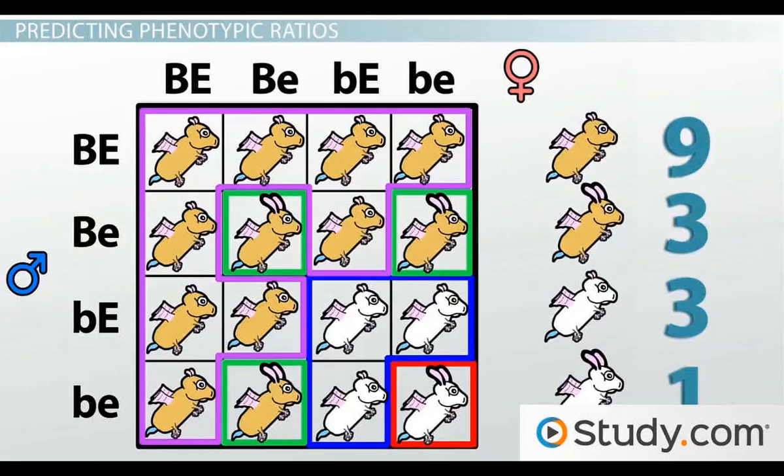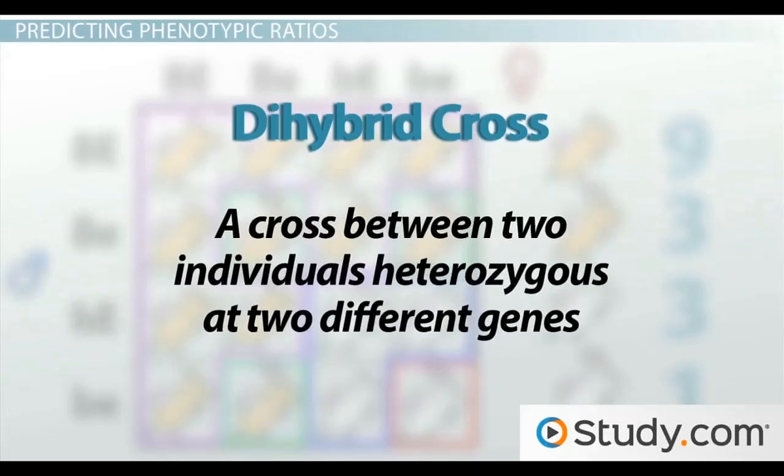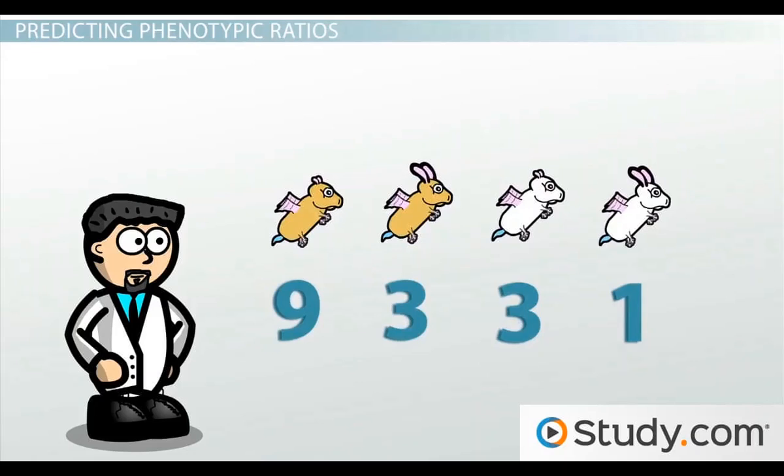This is indicative of a dihybrid cross. A dihybrid cross is simply a cross between 2 individuals heterozygous at 2 different genes. By applying Mendel's law of inheritance, we've been able to help Adrian explain the unusual 9 to 3 to 3 to 1 ratio of phenotypes he observed in his experiment.